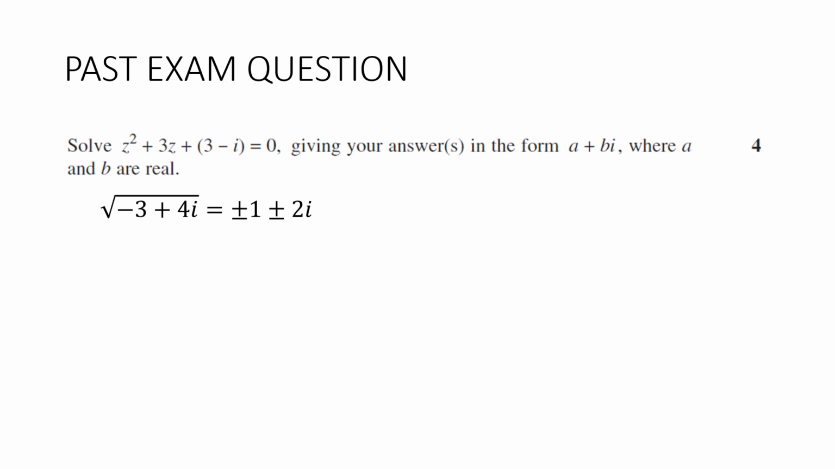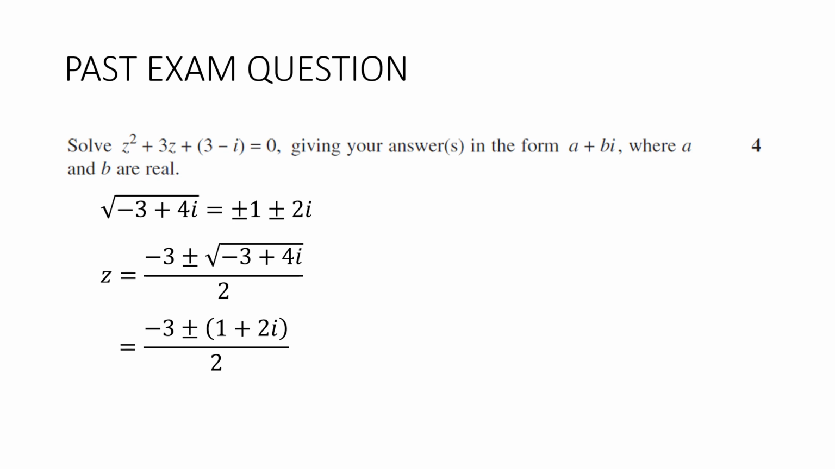Now I'm going to skip over how to find the square roots because we've already covered that. The square root of -3 plus 4i is plus or minus (1 plus 2i). Now looking back to our equation for z from the quadratic formula, when I substitute in here, I only need to substitute in one of these because I've got a plus minus here.